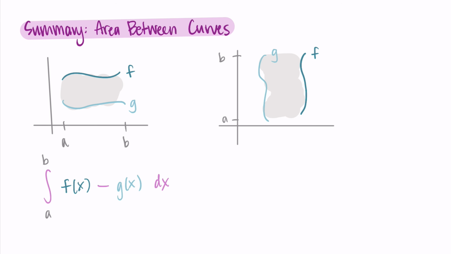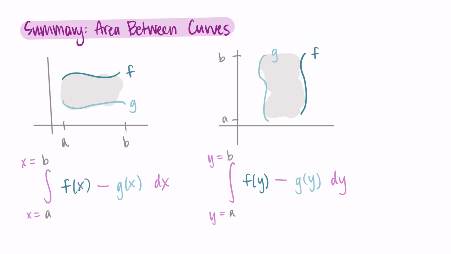Then in the second case, we would have something really similar, but instead we're going to do the integral from a to b of f of y minus g of y dy. So here we use y as the variable because our bounds are y values. We go from y equals a to y equals b.